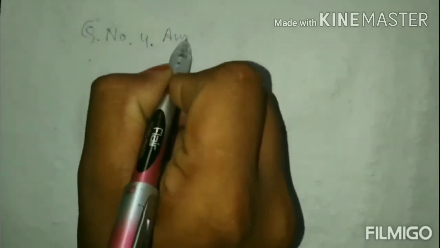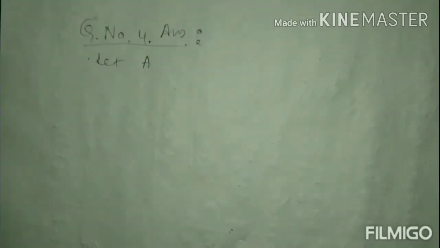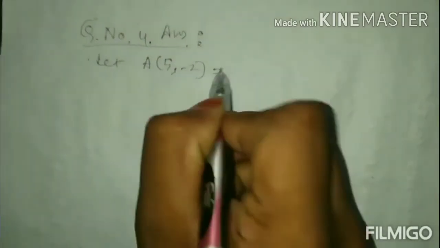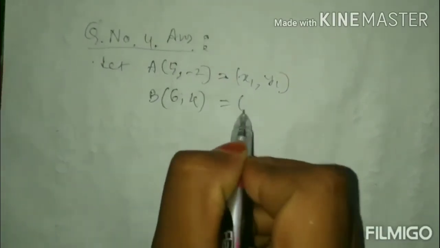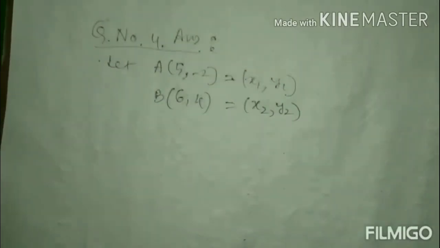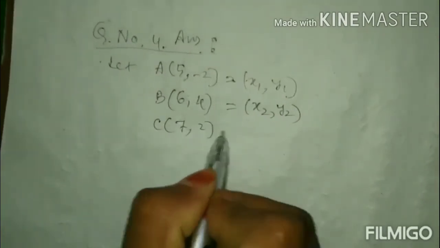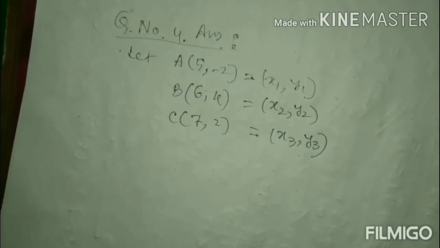So question now for answer. First take the points. Let A 5 minus 2 will be x1 y1, B 6 4 equal x2 y2 and C 7 2 equal x3 y3. So we first write down the distances. If the distances of any two sides are equal, then that will be an isosceles triangle.